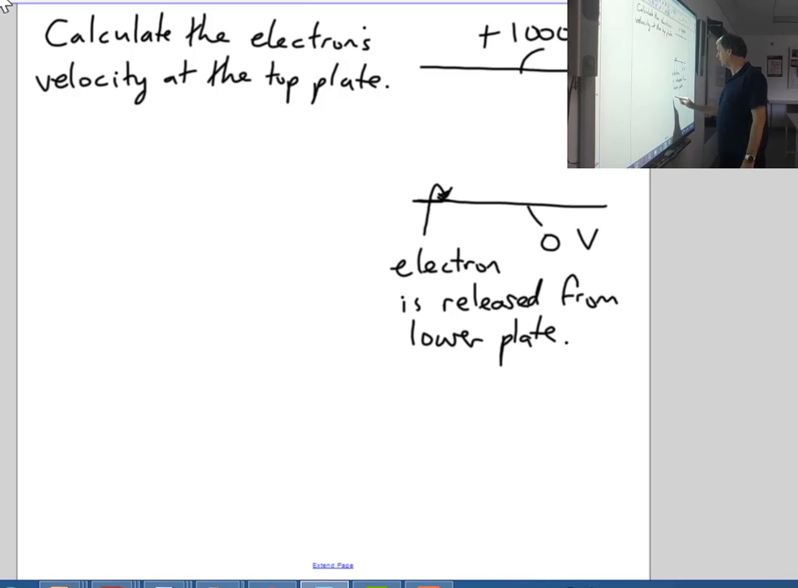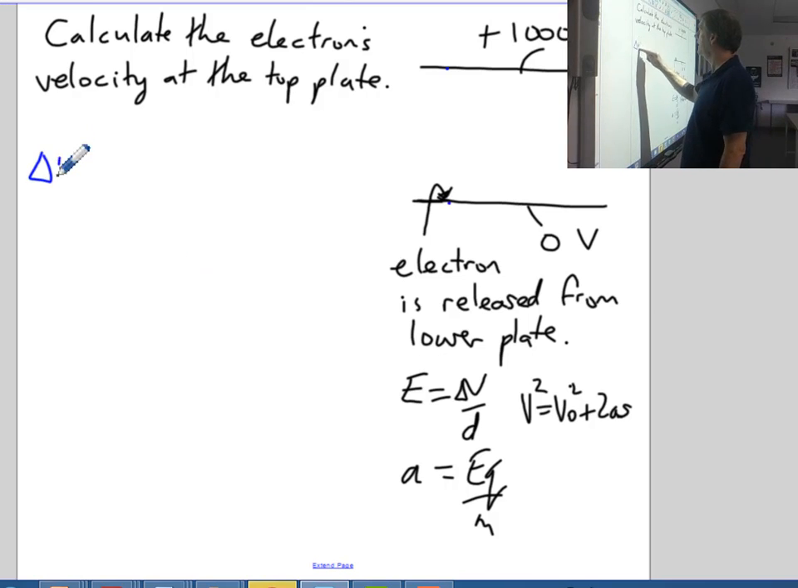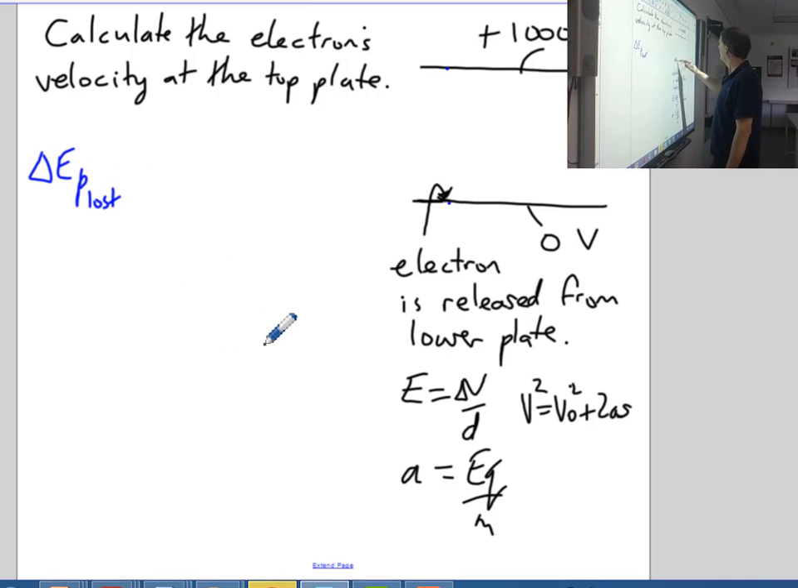So one way of doing this is to work out the electric field between the 2 plates, then find the acceleration between the 2 plates, and then use an equation of motion to work out what's going on there. So then you would use v squared equals u squared plus 2as. So that's the sort of steps you have to go through to get the velocity at the top plate. Can you do it in terms of energy like I've just said though? So the electrical potential energy that's going to be lost as it's released from here is going to convert into kinetic energy.